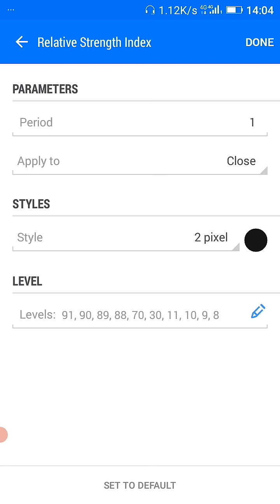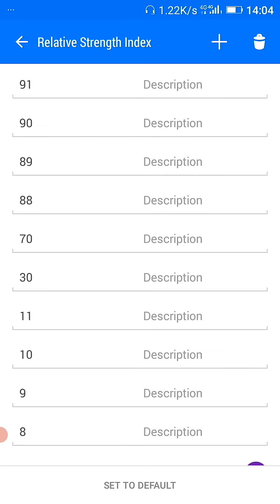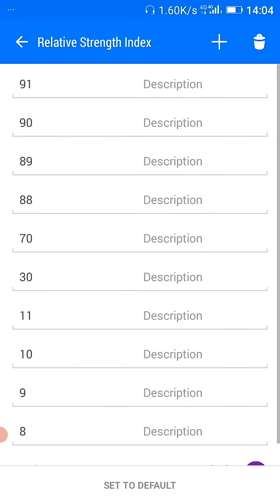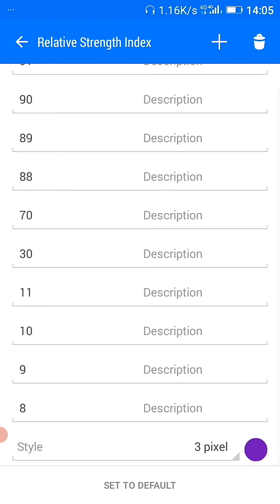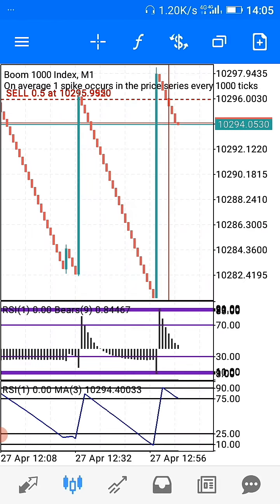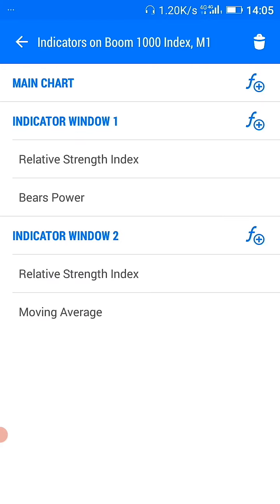Period is 1, you apply it to close. Style is 2 pixel, and the color is black. Now these are the levels, very important. You can take a screenshot: 91, 90, 89, 88, 70, 30, 11, 10, 9, 8, and then the style is 3 pixels, the color is purple. Then you go back and click done.